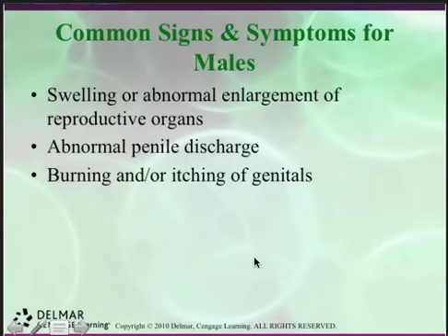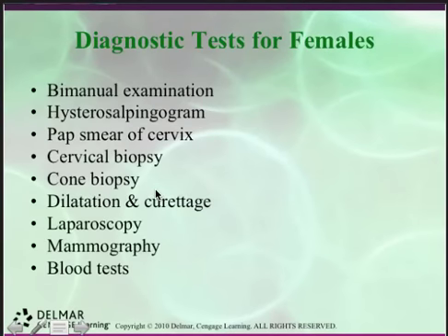Common signs and symptoms for males also include swelling or abnormal enlargement of the reproductive organs, abnormal penile discharge, and burning or itching of the genitals. How do we diagnose some of these disorders? Well, we can do a bimanual exam. We can do a hysterosalpingogram. We can do a pap smear or cervical or cone biopsy. We can do dilation and curettage, a laparoscopic exam, a mammography, or we can do blood tests.